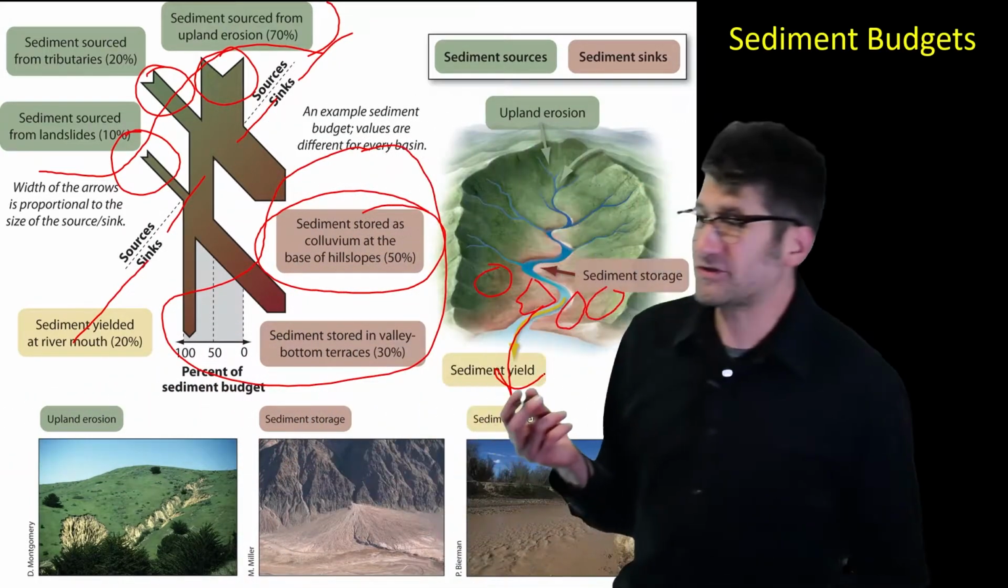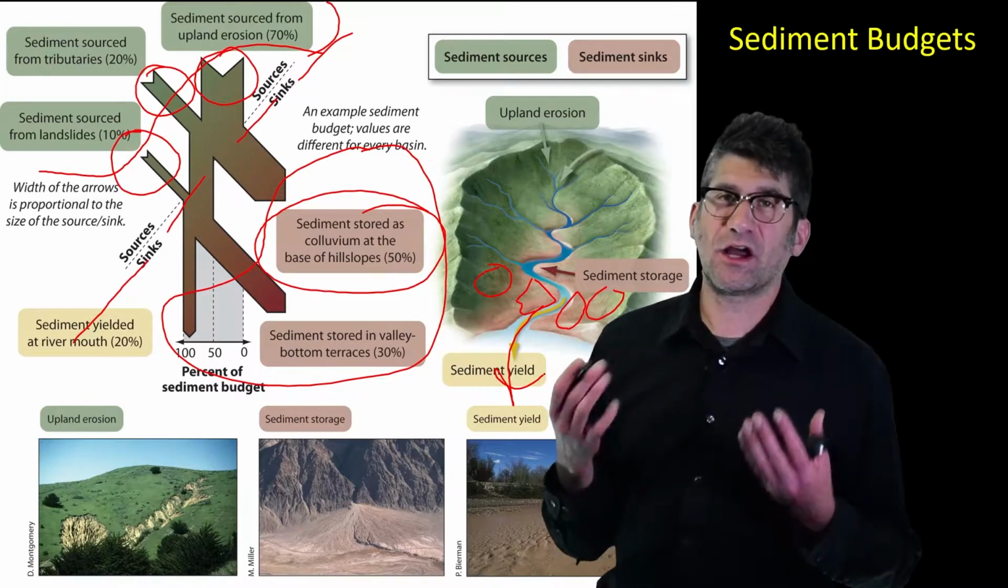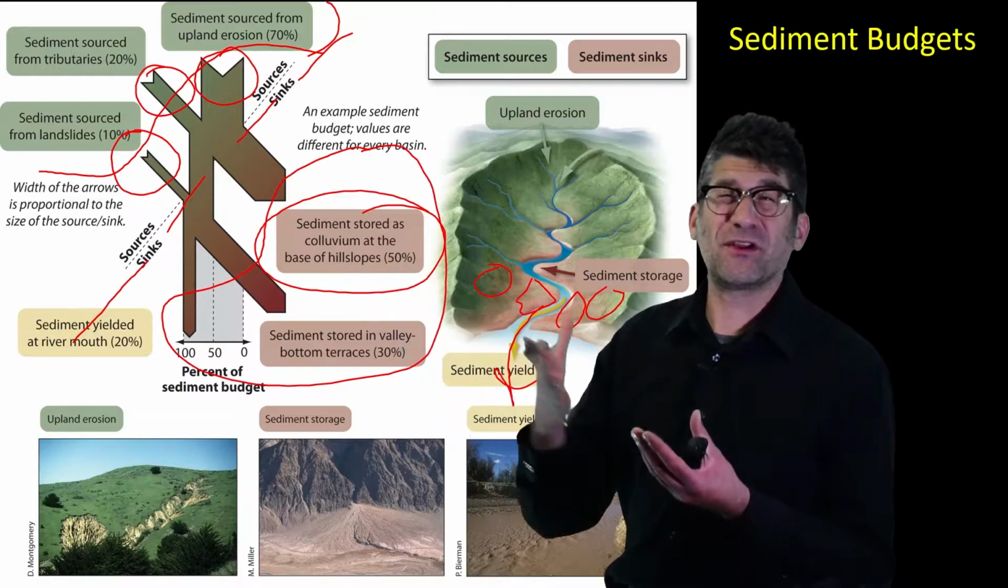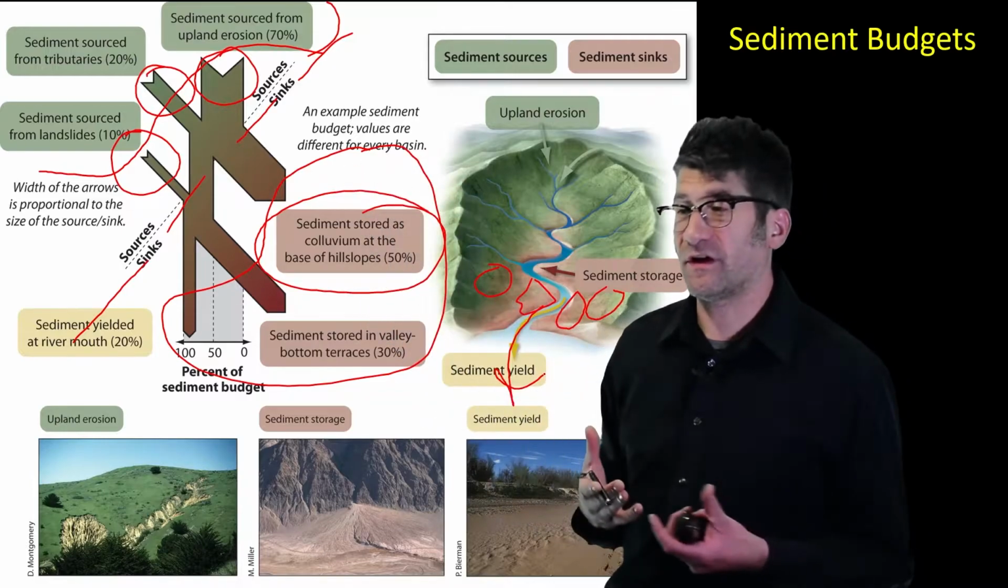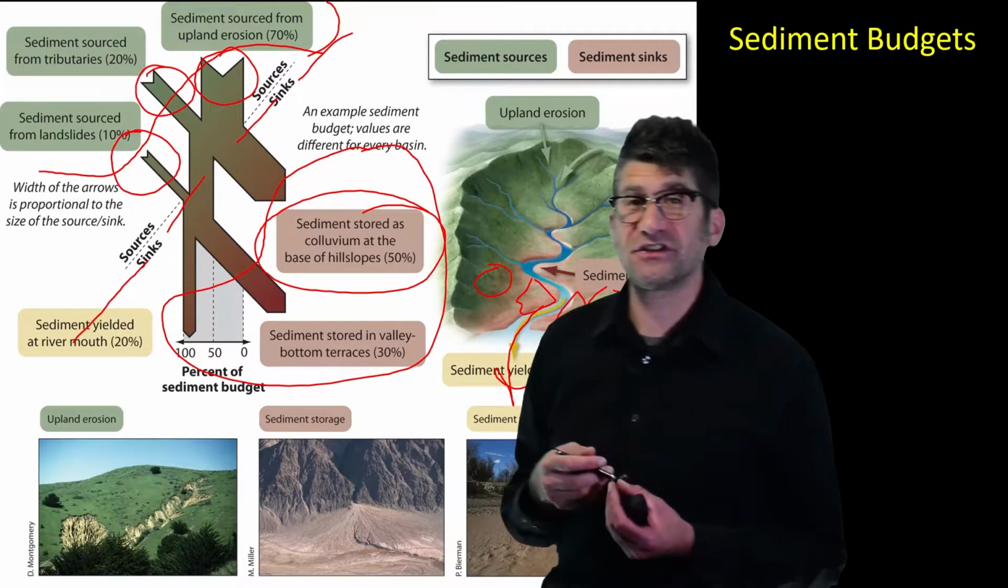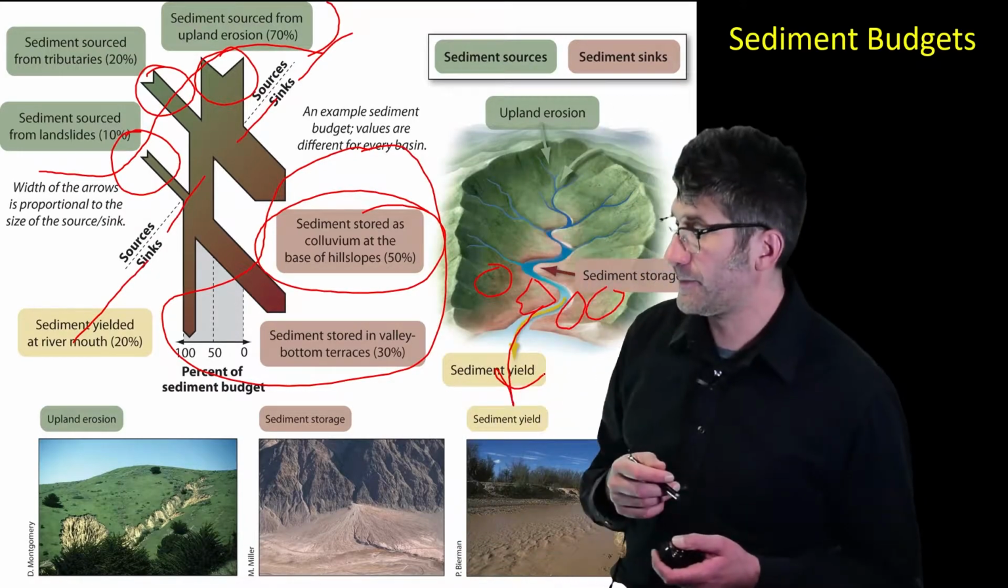So sediment budgets are a really important, powerful way that we can understand the movement of sediment throughout the landscape and thus start thinking about the erosion and changes in erosion of the landscape. In our next class, we'll look at some specific examples of sediment budgets and how humans have altered them.